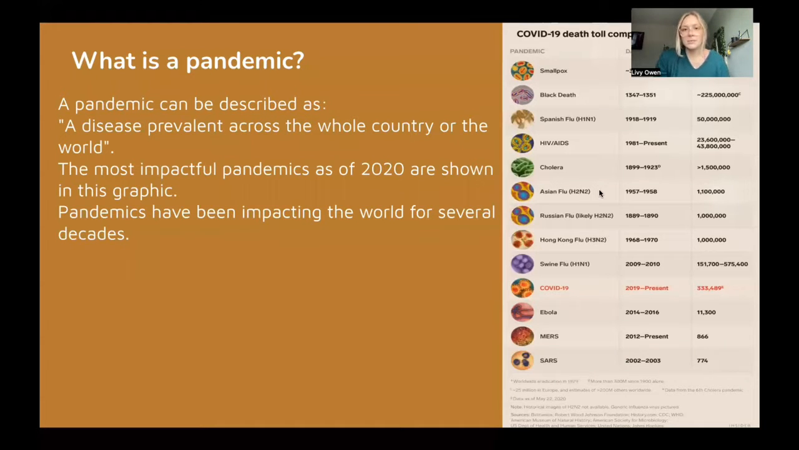So first I want to talk about the concept of a pandemic in general. According to the Oxford Dictionary, a pandemic can be described as a disease prevalent across the whole country or world.